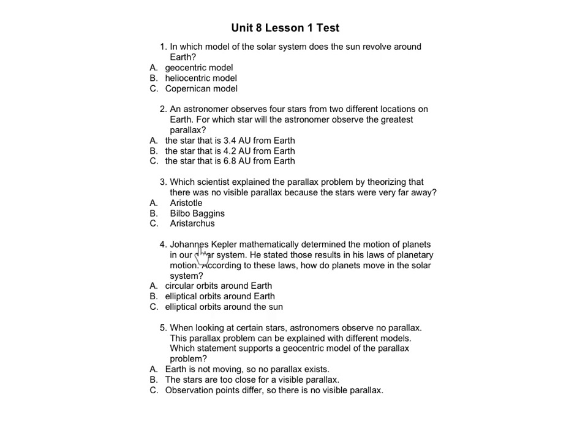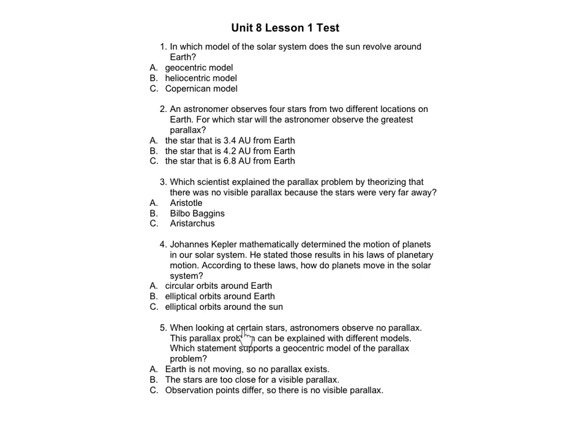Number 4. Johannes Kepler mathematically determined the motion of the planets in our solar system. He stated those results in his laws of planetary motion. According to these laws, how do planets move in the solar system? A. Circular orbits around Earth. B. Elliptical orbits around Earth. C. Elliptical orbits around the Sun.